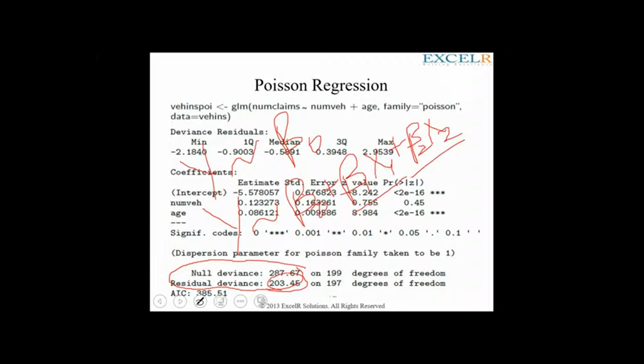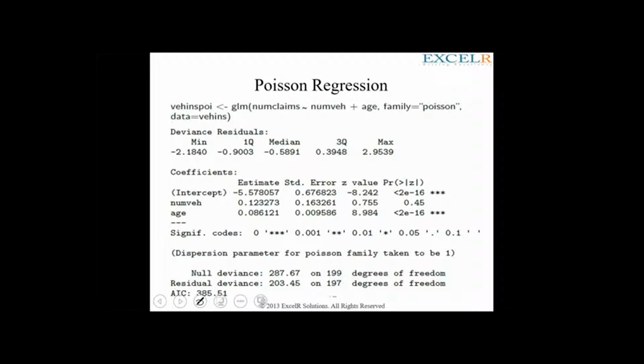So this null deviance and residual deviance is also a way to check your model performance, basically. And then you have your AIC anyways. AIC, I'm going to get back to that. Do not worry at this point of time.